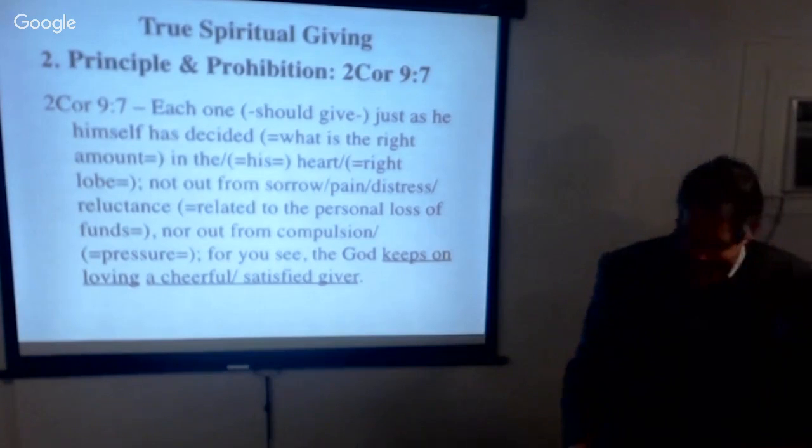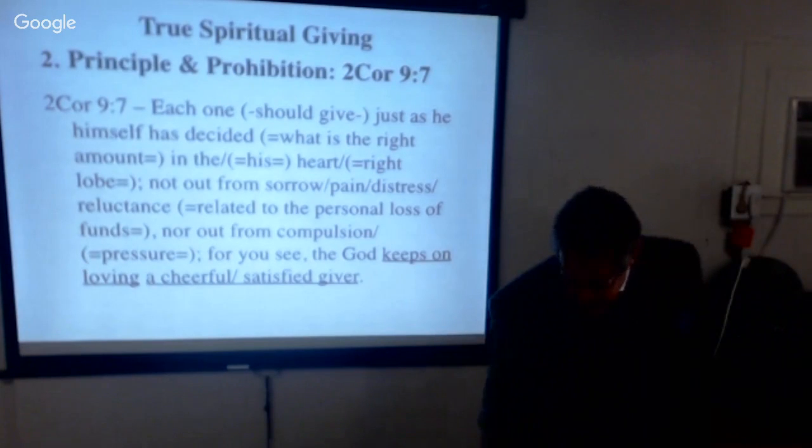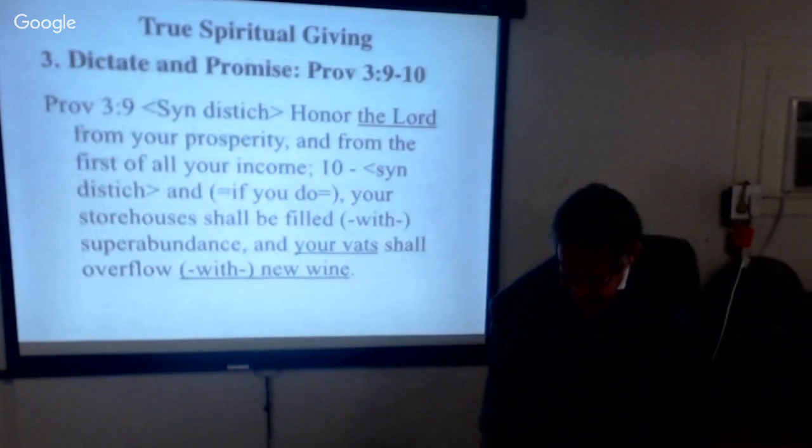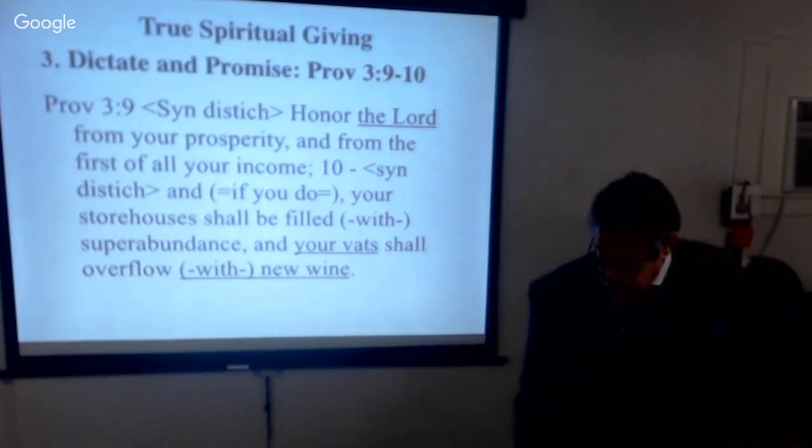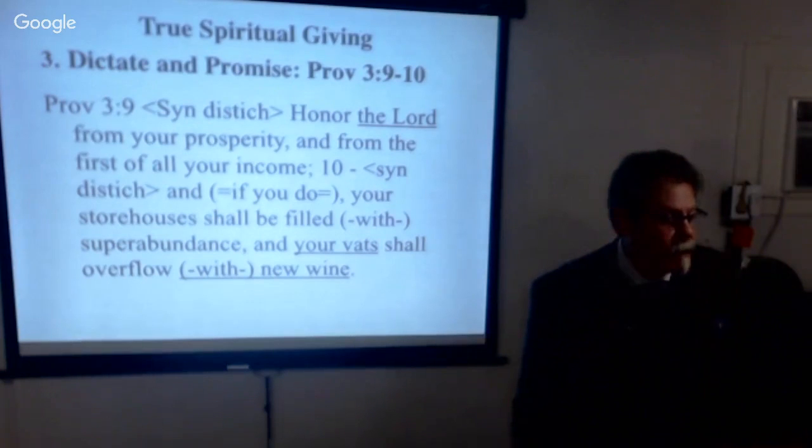So the idea is, you give as a cheerful, satisfied giver. Then we have a dictate and a promise given to us. We have Proverbs 3:9-10, honor the Lord from your prosperity and from the first of all your income. And if you do, your storehouses shall be filled with superabundance, and your vats shall overflow with new wine. So if you have been prospered and you're supposed to be giving, and you give under the understanding of what giving is, and you do it properly as a cheerful, satisfied giver, you're going to have prosperity. Okay? If you don't, you won't.